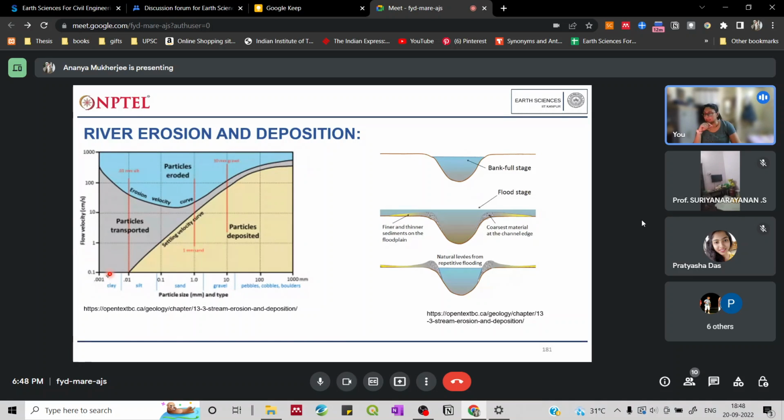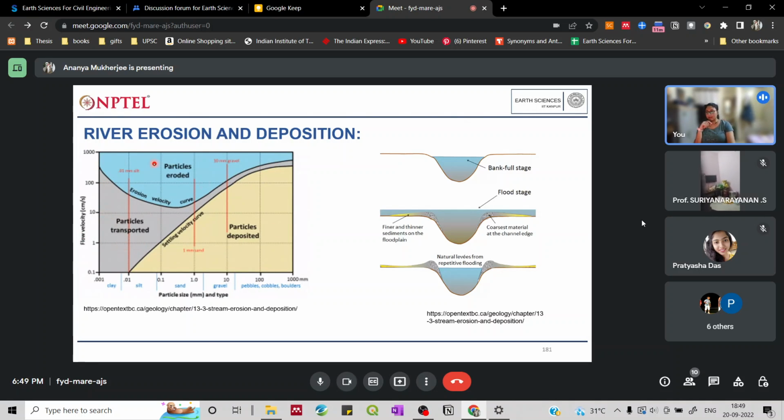So then you can see that, according to the particle size and the flow velocity, different areas can be demarcated. When the flow velocity is low, the heavier particles would get deposited. Then when there are smaller particles, even with lower flow velocity to much higher flow velocity, these particles would get transported with the water.